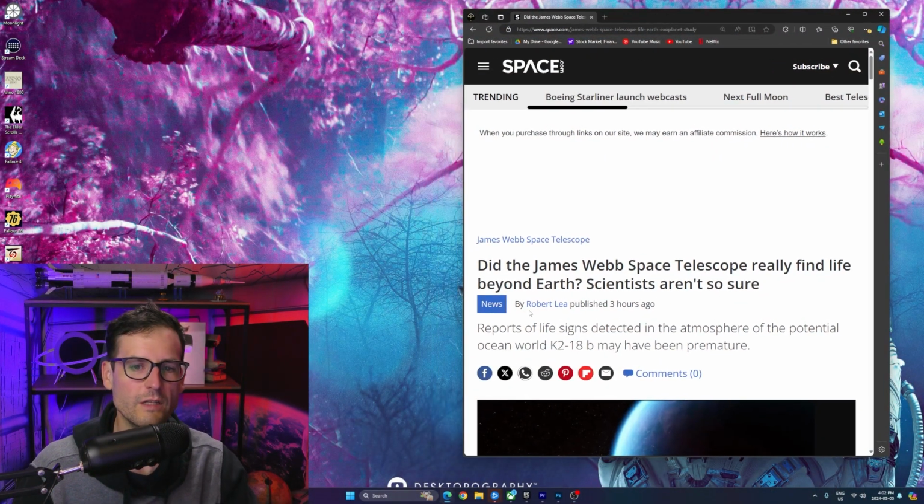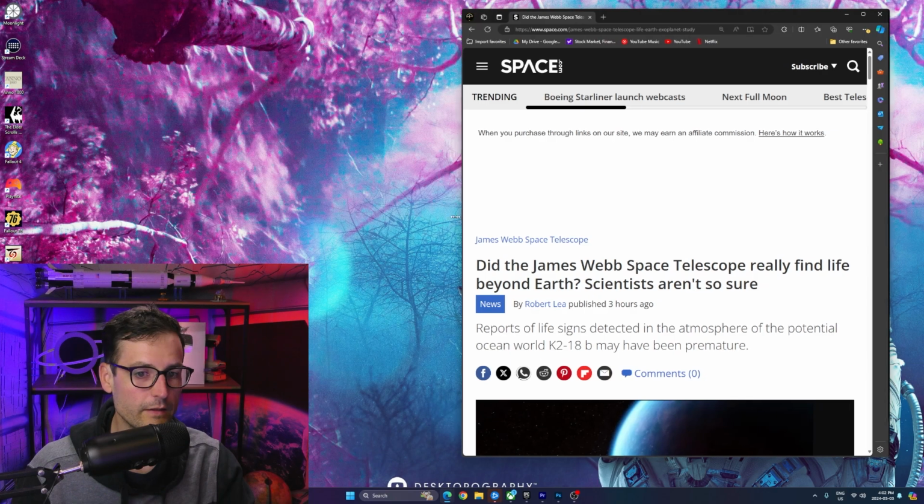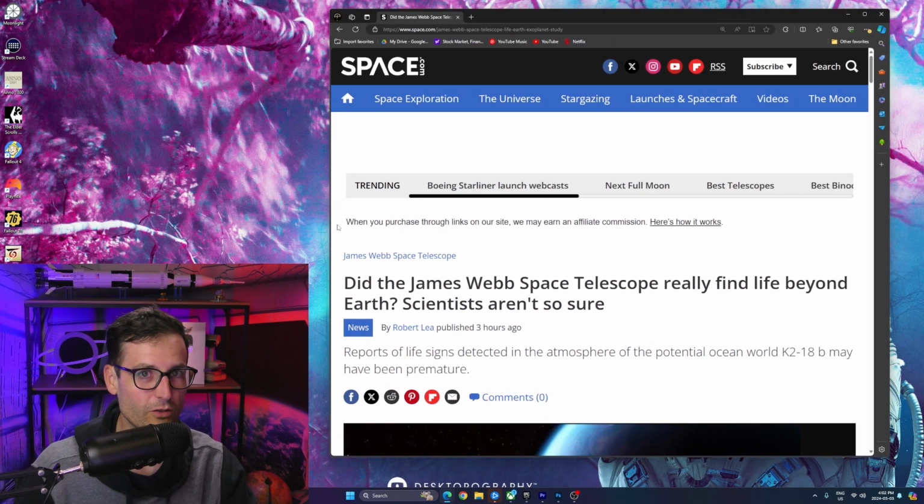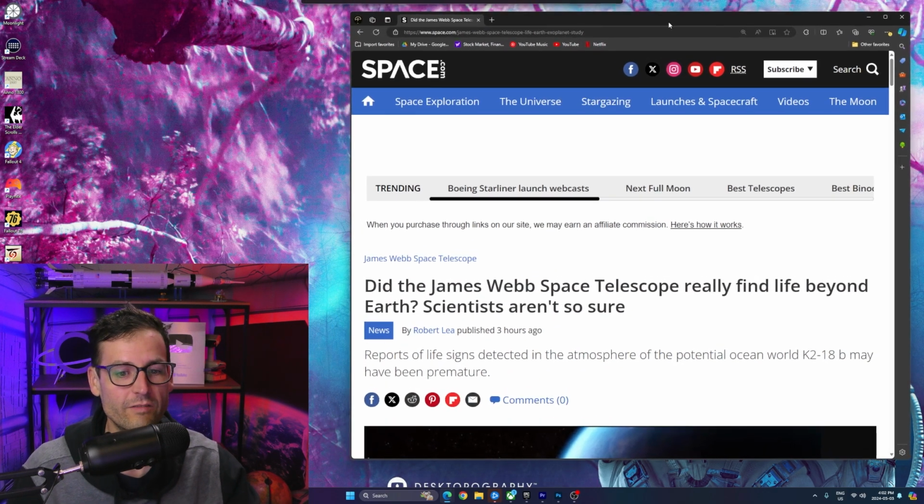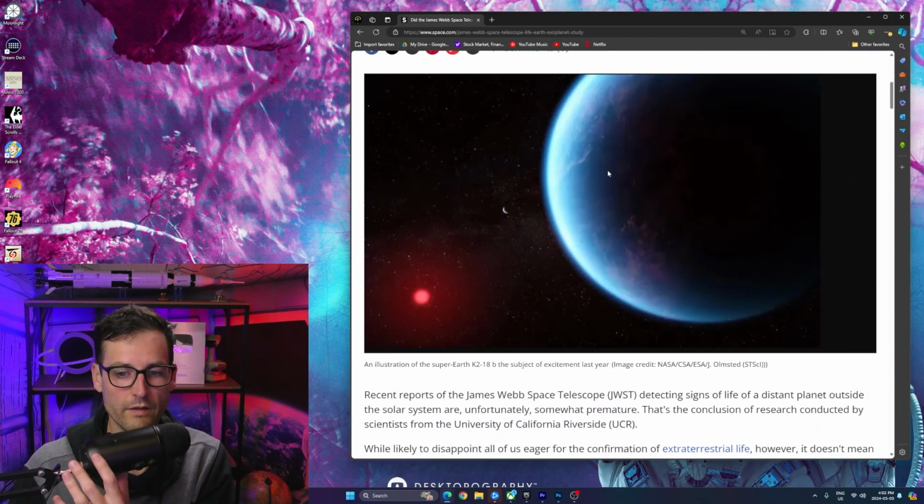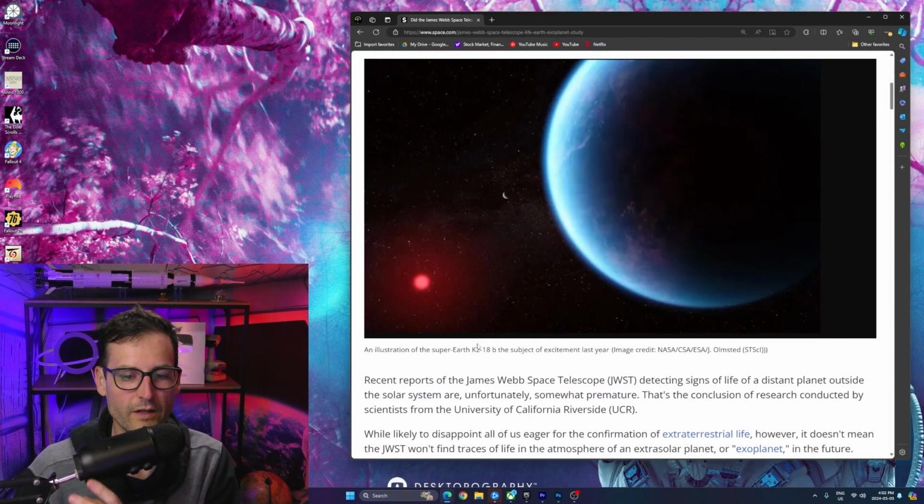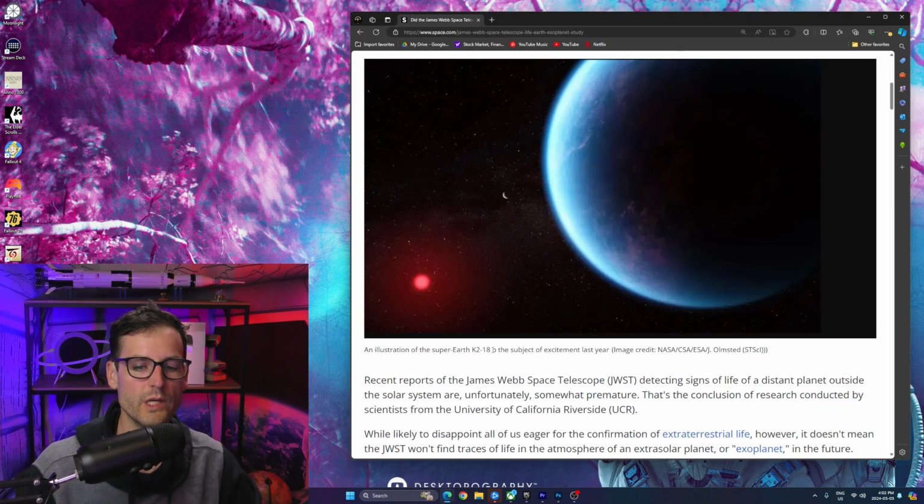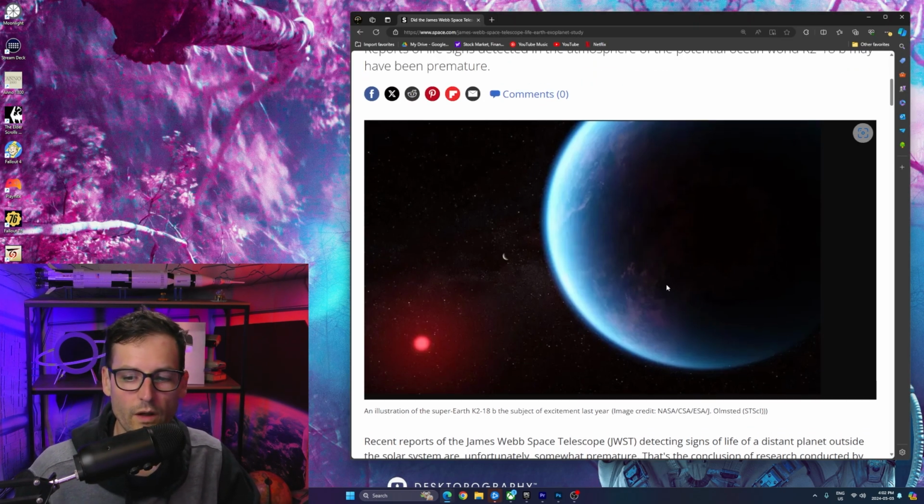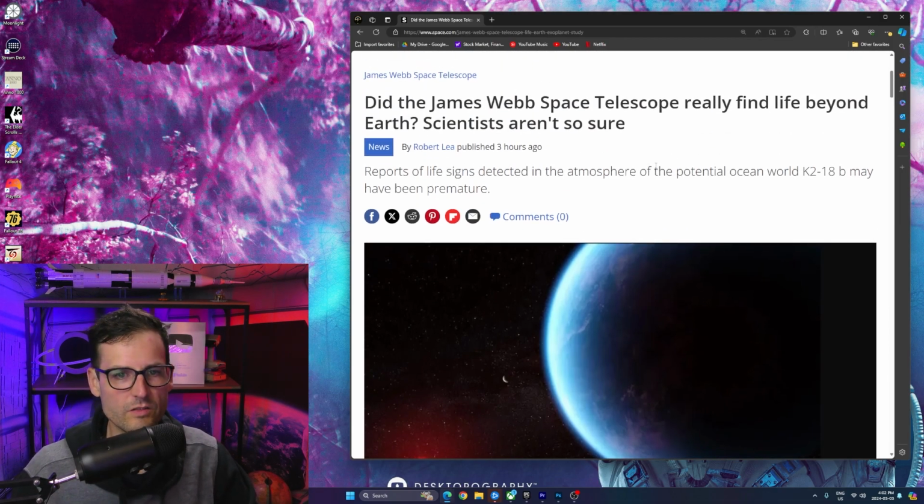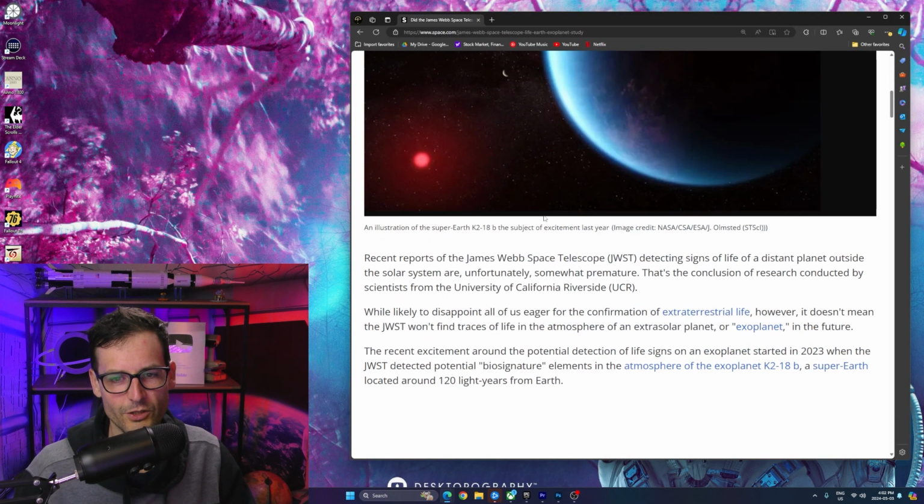I don't know if you've seen a couple days ago, but apparently the James Webb Space Telescope has found signs of life on, I'd say at this point, the most famous exoplanet, the super Earth K2-18b. This bad boy. It's found life. This was the article a couple days ago. But now scientists are saying that maybe they're not so sure. So maybe this didn't happen.